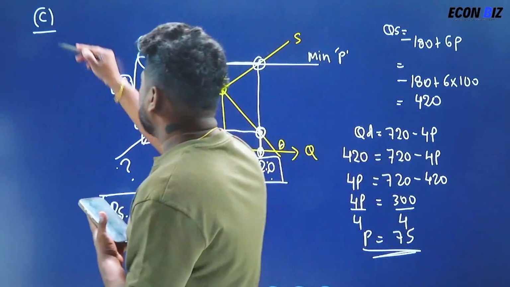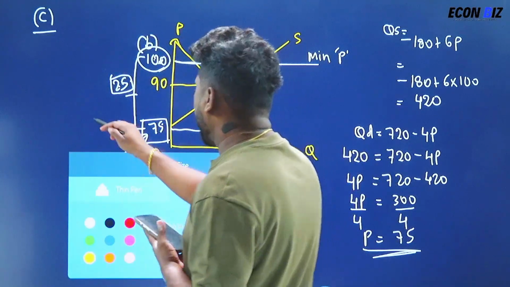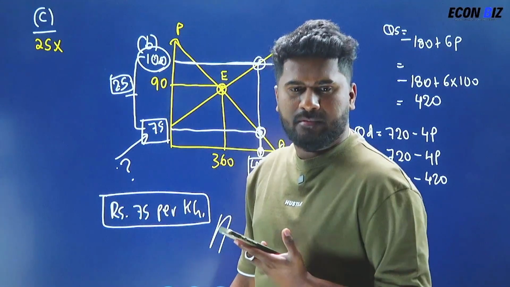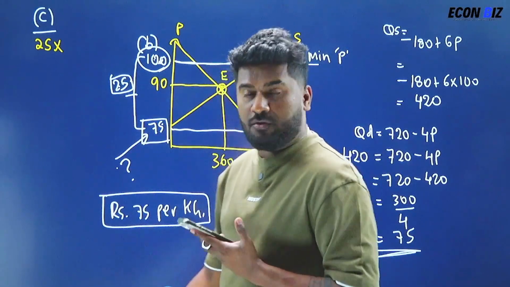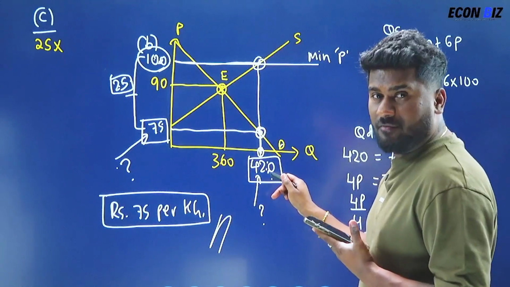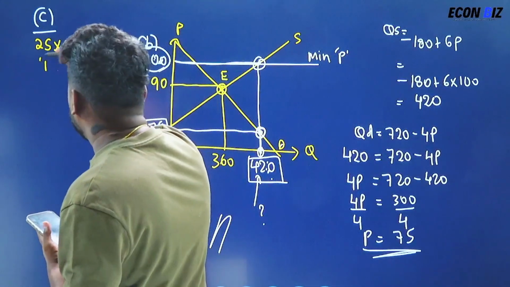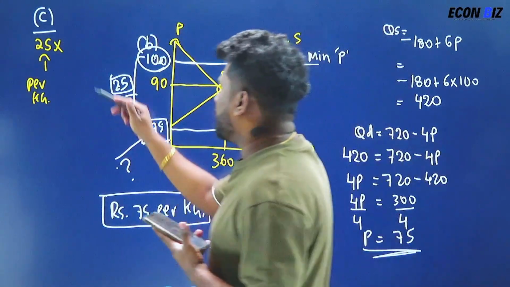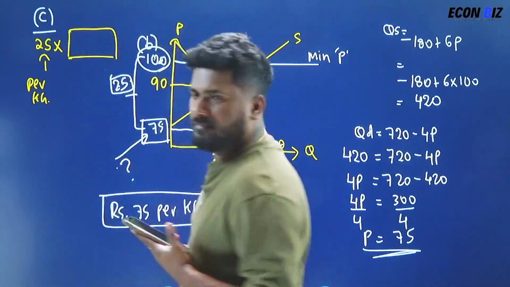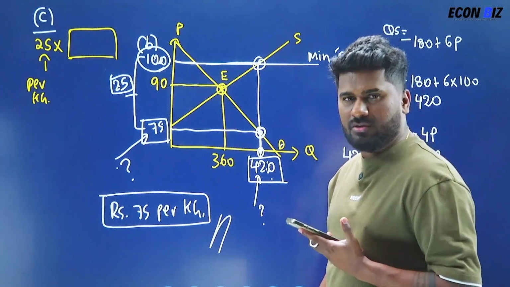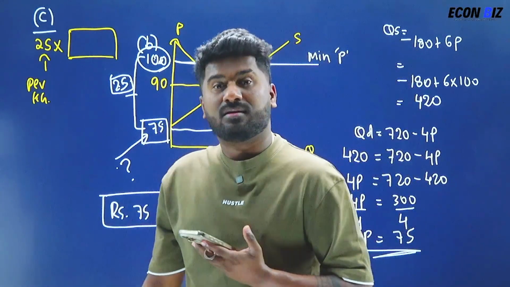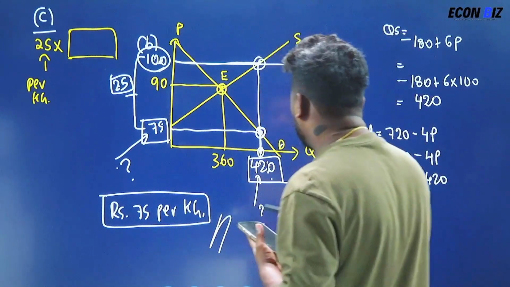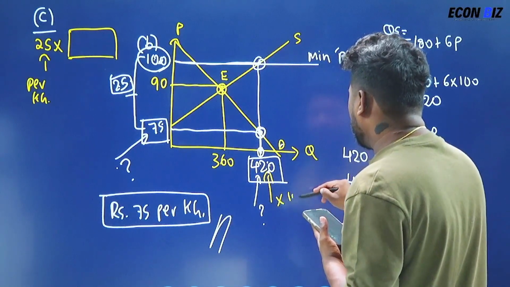Then what happened? Now you can take 25 rupees per kilogram. 25 rupees per kilogram needs to be multiplied by the quantity. But the thing is, this is coming per kilogram, so you have to multiply it by the number of kilograms. This is in metric tons now. From 1 metric ton there are 1000 kilograms. So how to convert this 420 into kilograms?